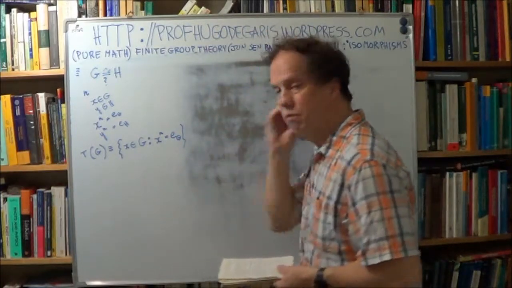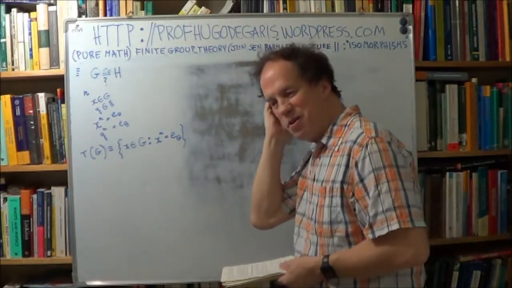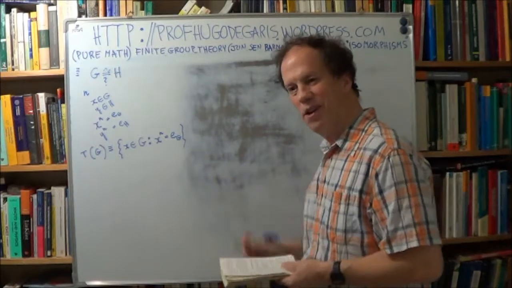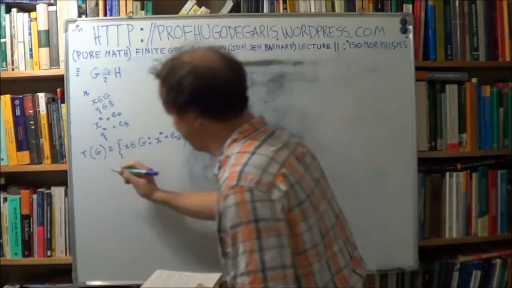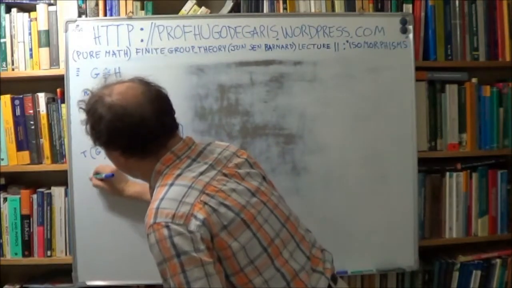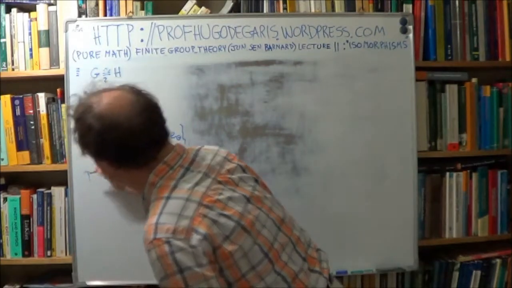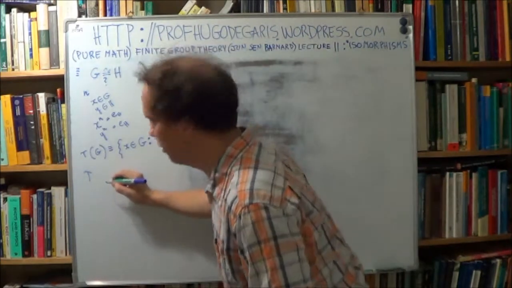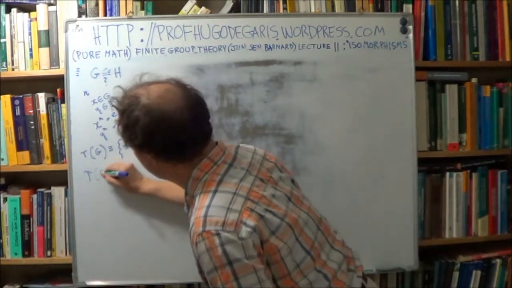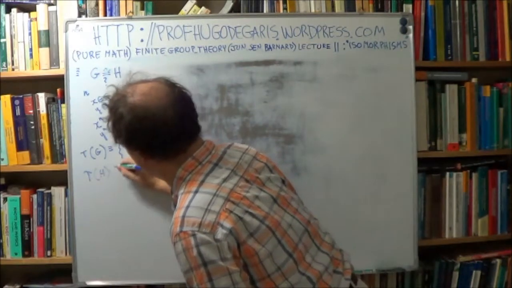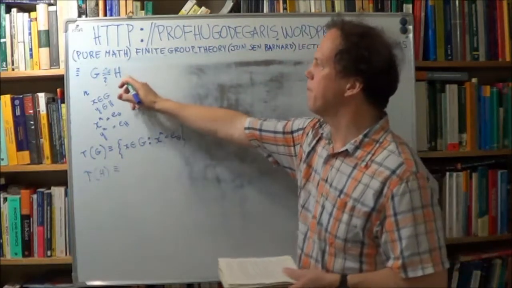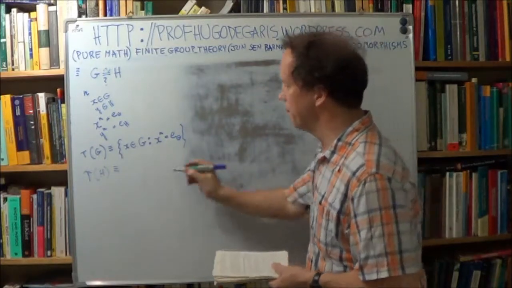Okay? Now you know where I'm going with this for a while. Just trust me for a while, but it works. But I need to define some terms. Okay, so here's another. This is the corresponding set for group H.